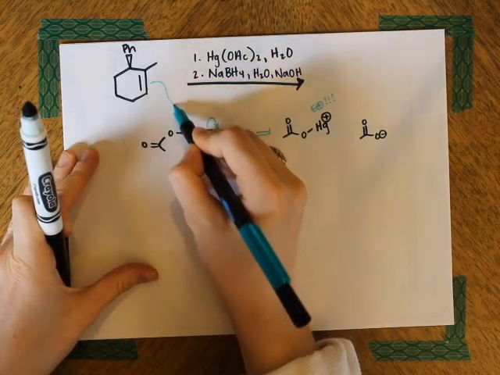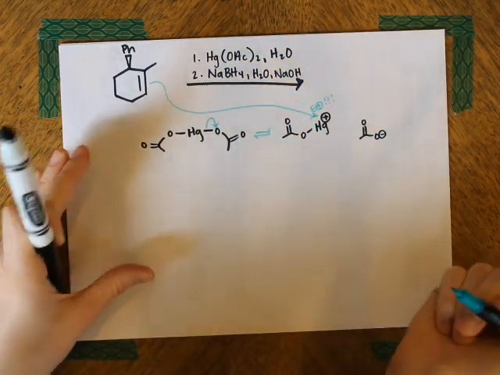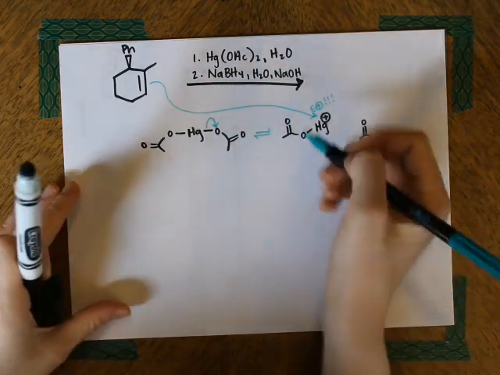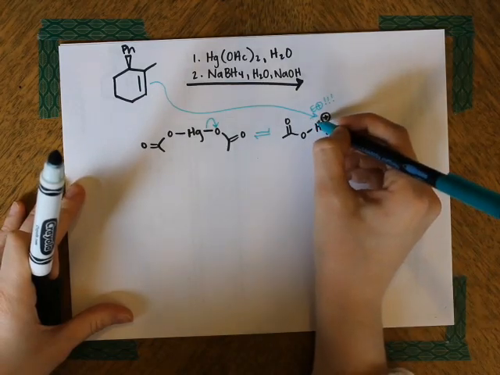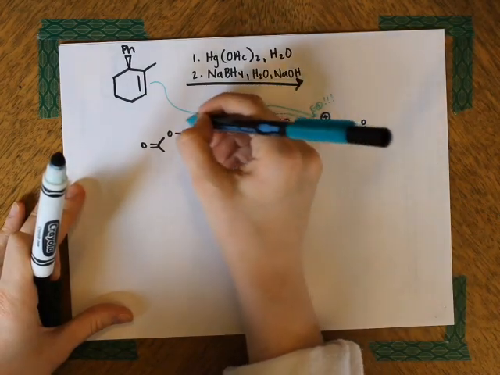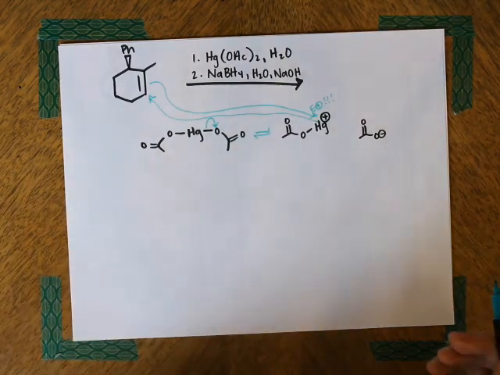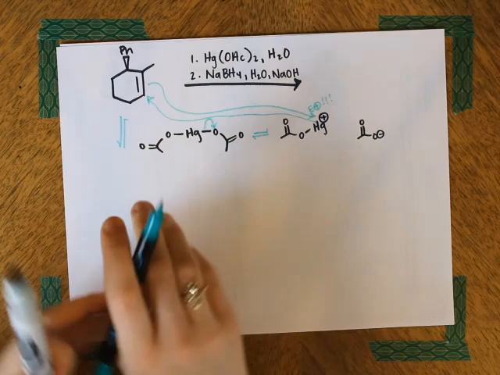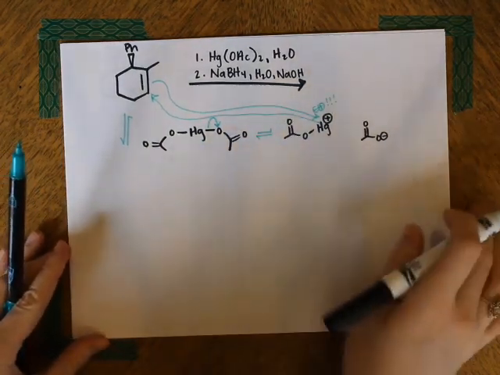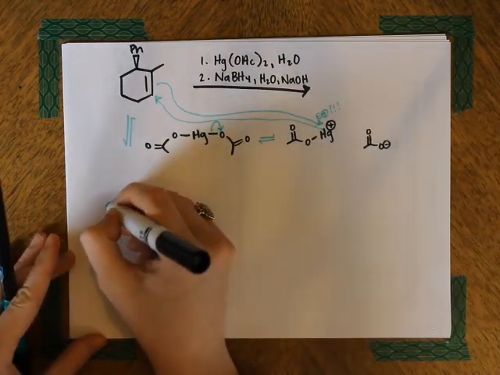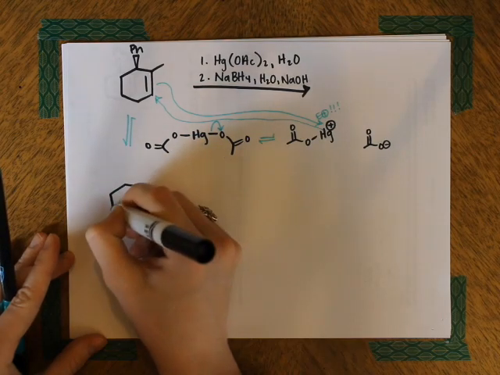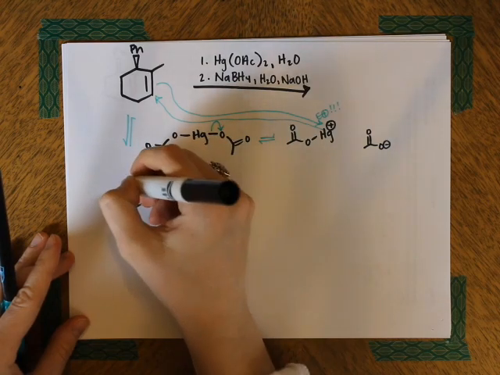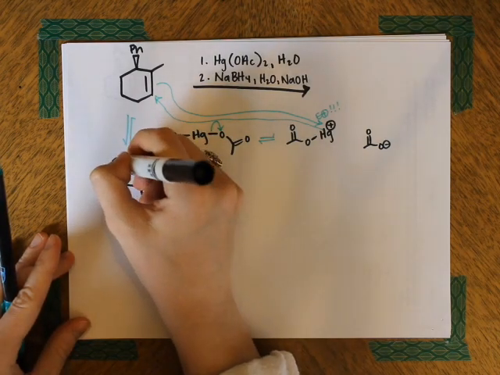So this guy is going to come over here. Really long arrow. He's going to attack the mercury, and it's going to do this weird thing where the mercury is going to clap back and attack there. It's a strange thing. So we're going to end up with this weird intermediate that looks akin to an epoxide, although it's clearly not an epoxide. So my phenyl is still wedged.